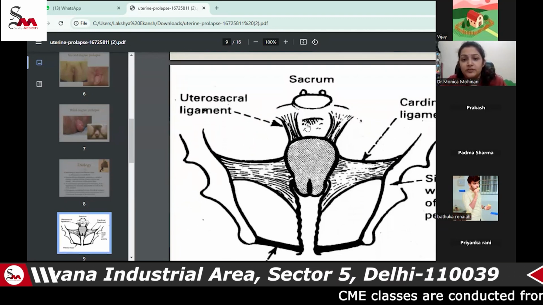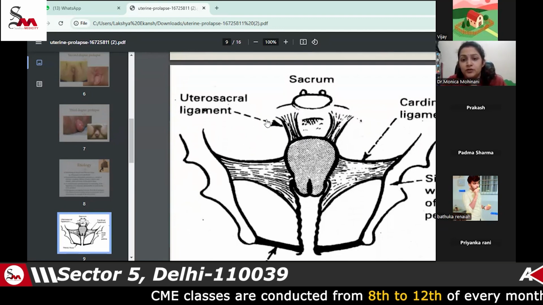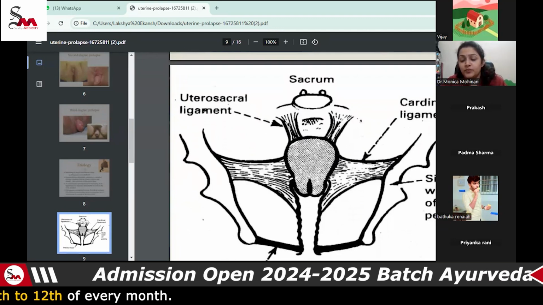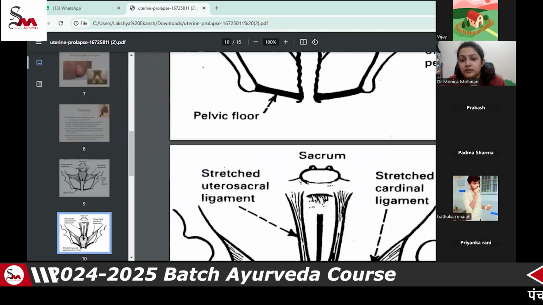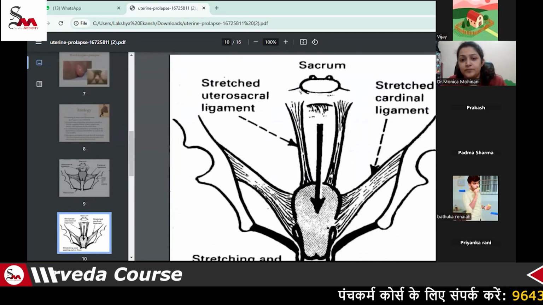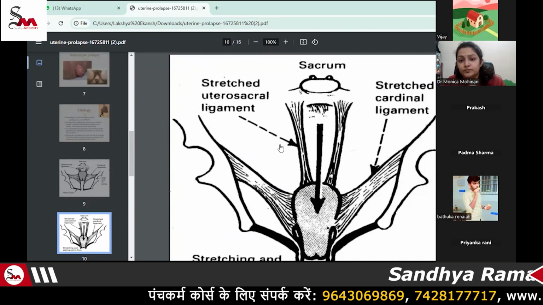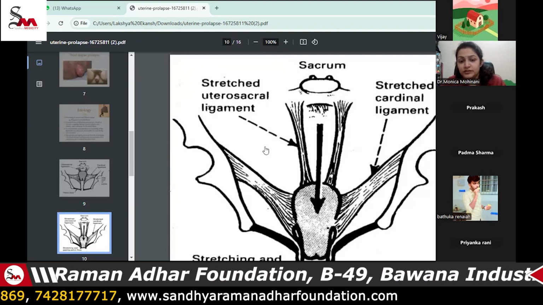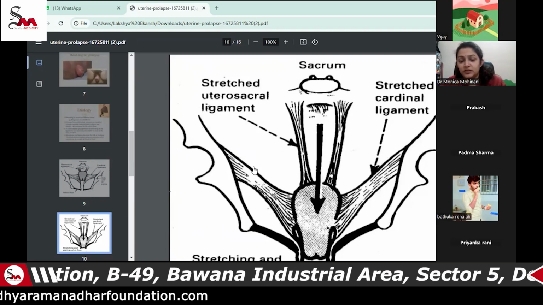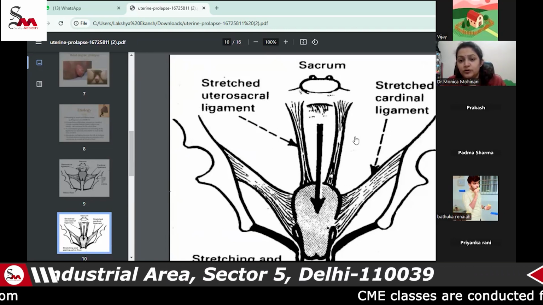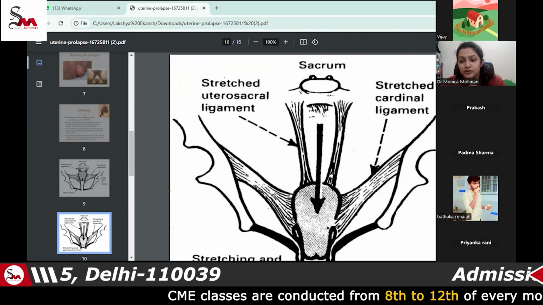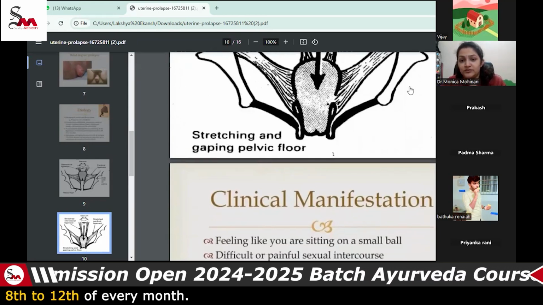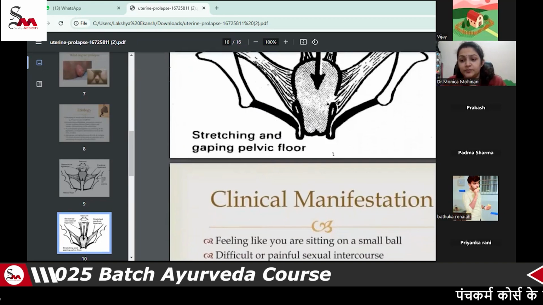So uterosacral ligaments give support posteriorly, and cardinal ligaments give lateral support, and below, the pelvic floor is there. So the uterosacral ligament becomes weak, stretched uterosacral ligaments and stretched cardinal ligaments. तो जितनी इसमें स्ट्रेचिंग और वीकनिंग होगी उतना ही डिग्री इसकी प्रोलैप्स की बढ़ती जाएगी. एंड ये pelvic फ्लोर की भी स्ट्रेचिंग हो जाती है और इसमें गैप्स आ जाती हैं.